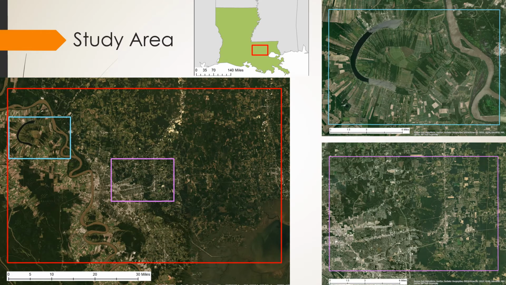The study area we chose is in Louisiana and covers about 2,000 square miles. You can see it outlined here in red. The study area includes part of Lake Maurepas, the Mississippi River, as well as Baton Rouge. We also chose 2 subset study areas. So the first one outlined here in blue is over an oxbow lake called False River and includes part of the Mississippi as well. And this area has a lot of agriculture, as you can see. The second subset study area is over Denham Springs, and it shows a more urban-rural interface.